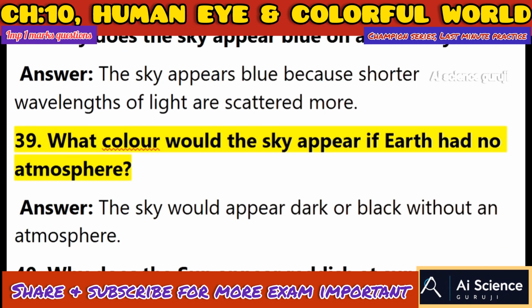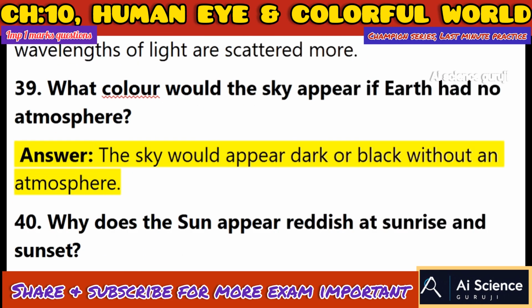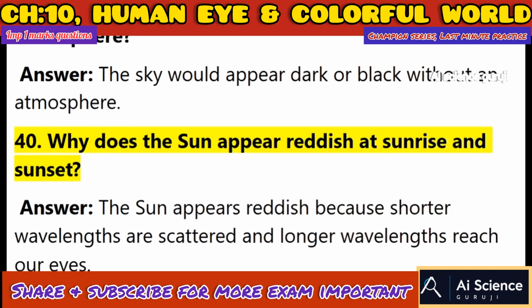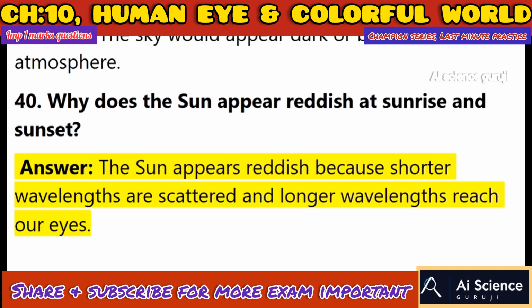39. What color would the sky appear if Earth had no atmosphere? Answer: the sky would appear dark or black without an atmosphere. 40. Why does the sun appear reddish at sunrise and sunset? Answer: the sun appears reddish because shorter wavelengths are scattered and longer wavelengths reach our eyes.